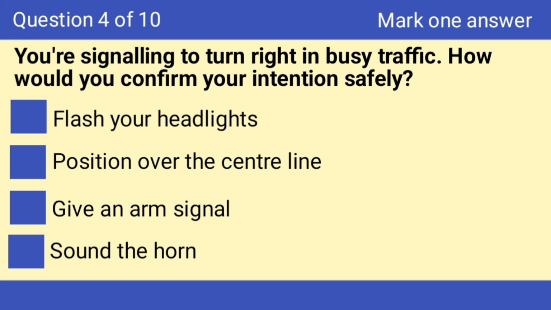You're signaling to turn right in busy traffic. How would you confirm your intention safely? Flash your headlights. Position over the center line. Give an arm signal. Sound the horn.